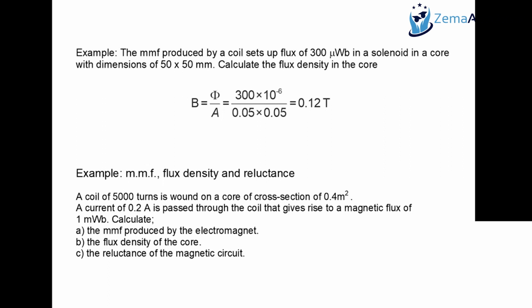So the formula is nothing, it is a concept. B, which is the magnetic flux density, is equal to phi over A. And as you can see, the flux is 300 microwebers, times 10 to the power -6, divided by 50 millimeter by 50 millimeter. So you have to convert 50 times 10 to the power -3, which is 0.05 times 0.05, and this gives us a value of 0.12 Tesla.